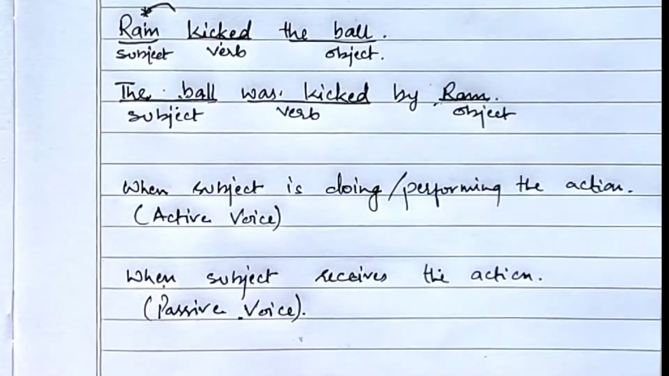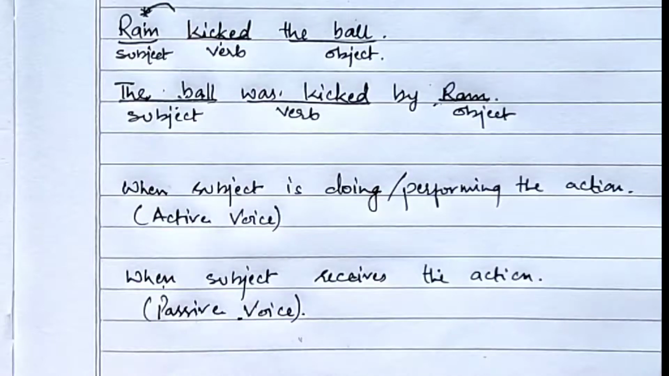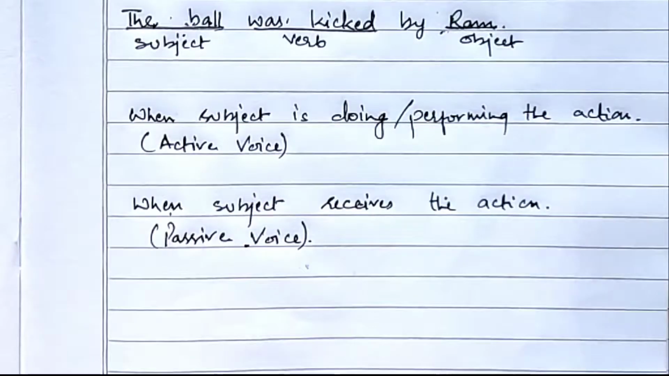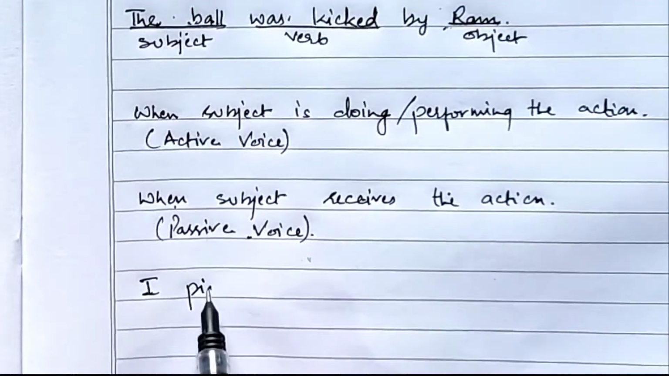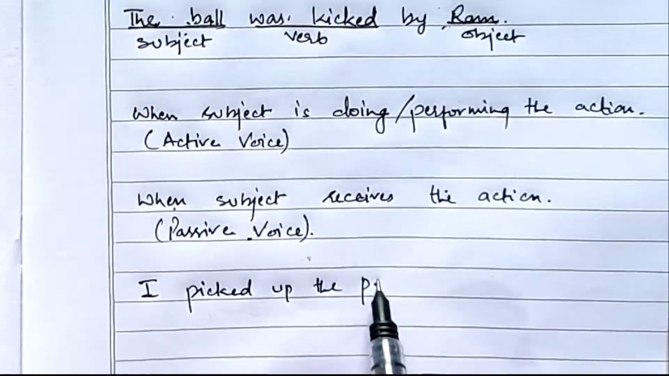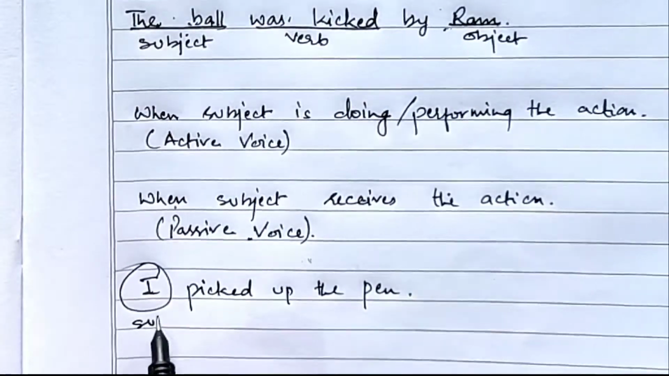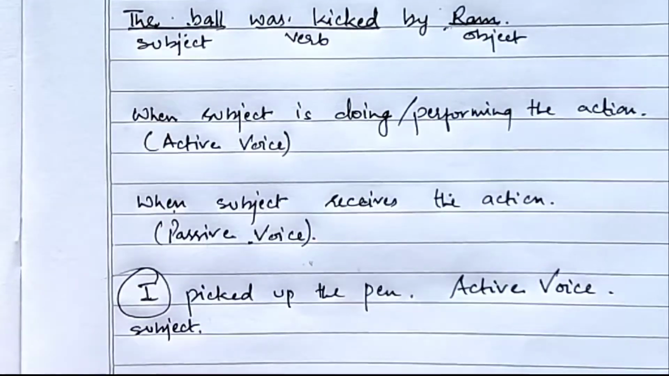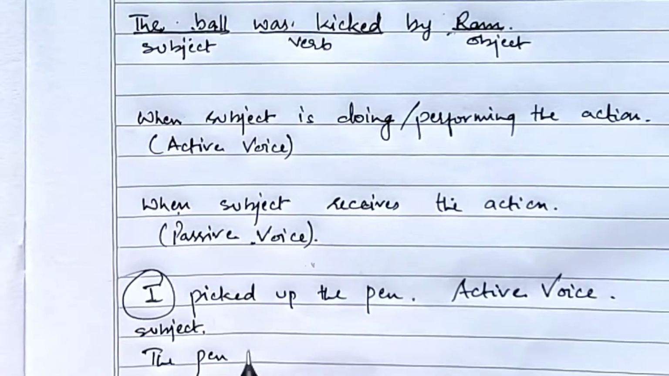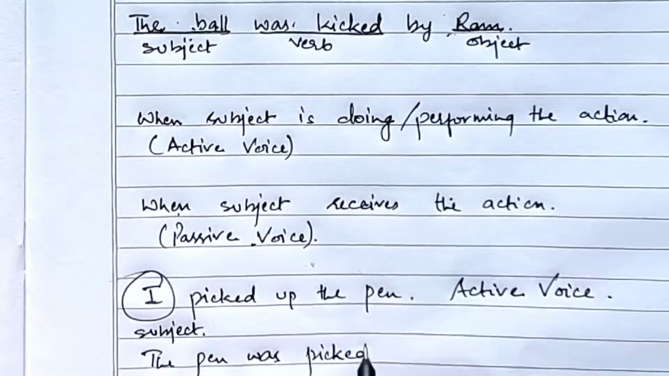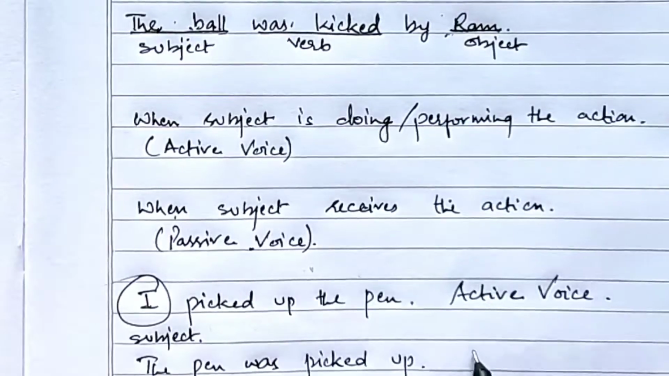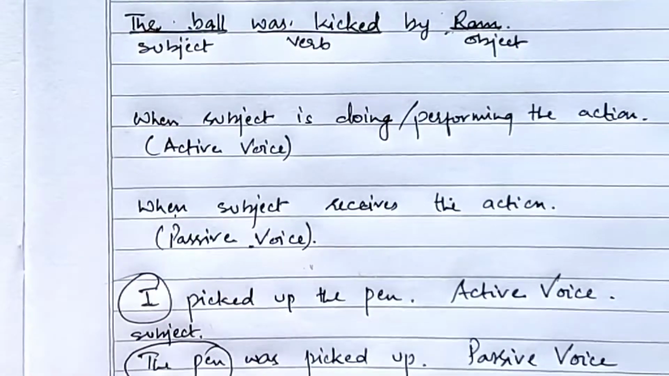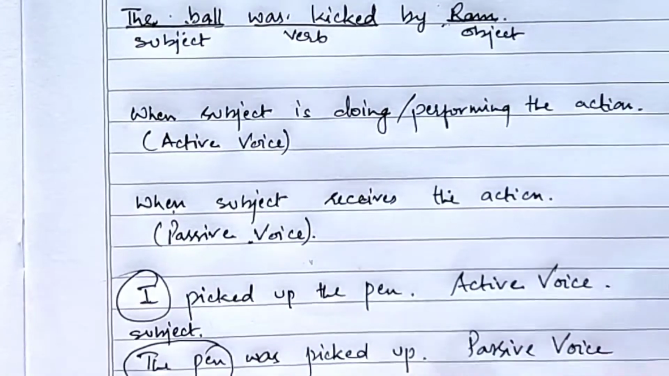In other words, when subject does something, it is called active voice. When something is done to the subject, it is called passive voice. Suppose this pen, if I say I picked up the pen, so here I is doing something and I is the subject, so it is active voice. Okay, if I write this sentence, the pen was picked up by me, or this much only, then it will be our passive voice, because something is done to this pen, it is being picked up.